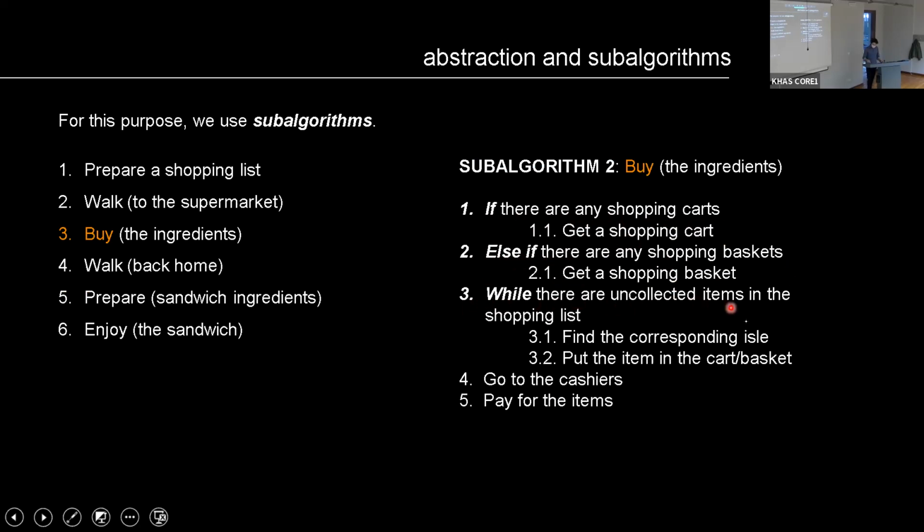While there are uncollected items in the shopping list, first you find the corresponding aisle of the item in the shopping list, then put the item in the cart or basket, go to the cashiers, pay for the items. So this whole 5-step algorithm is a sub-algorithm for our main algorithm. It's the third step. I just took the third step and expanded it here and called that expansion a sub-algorithm.